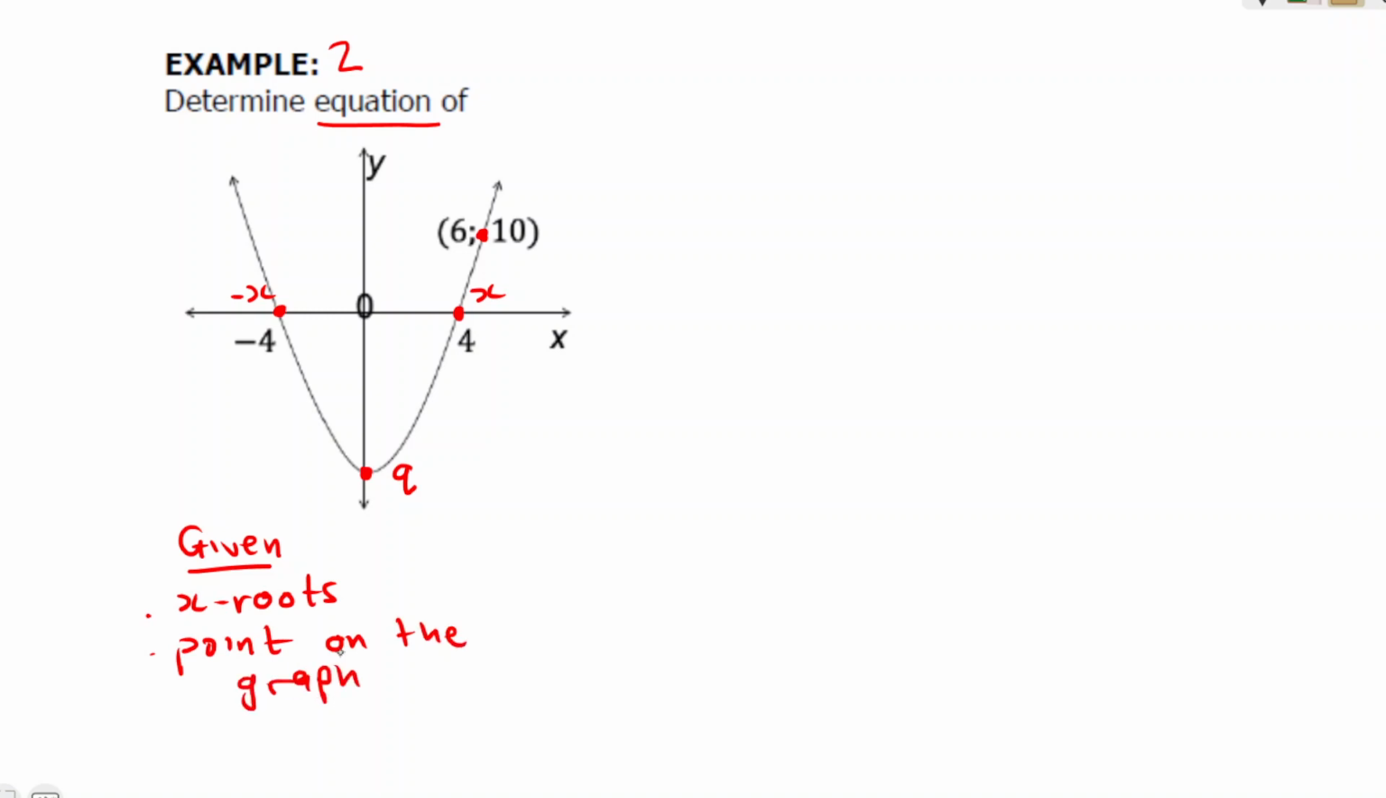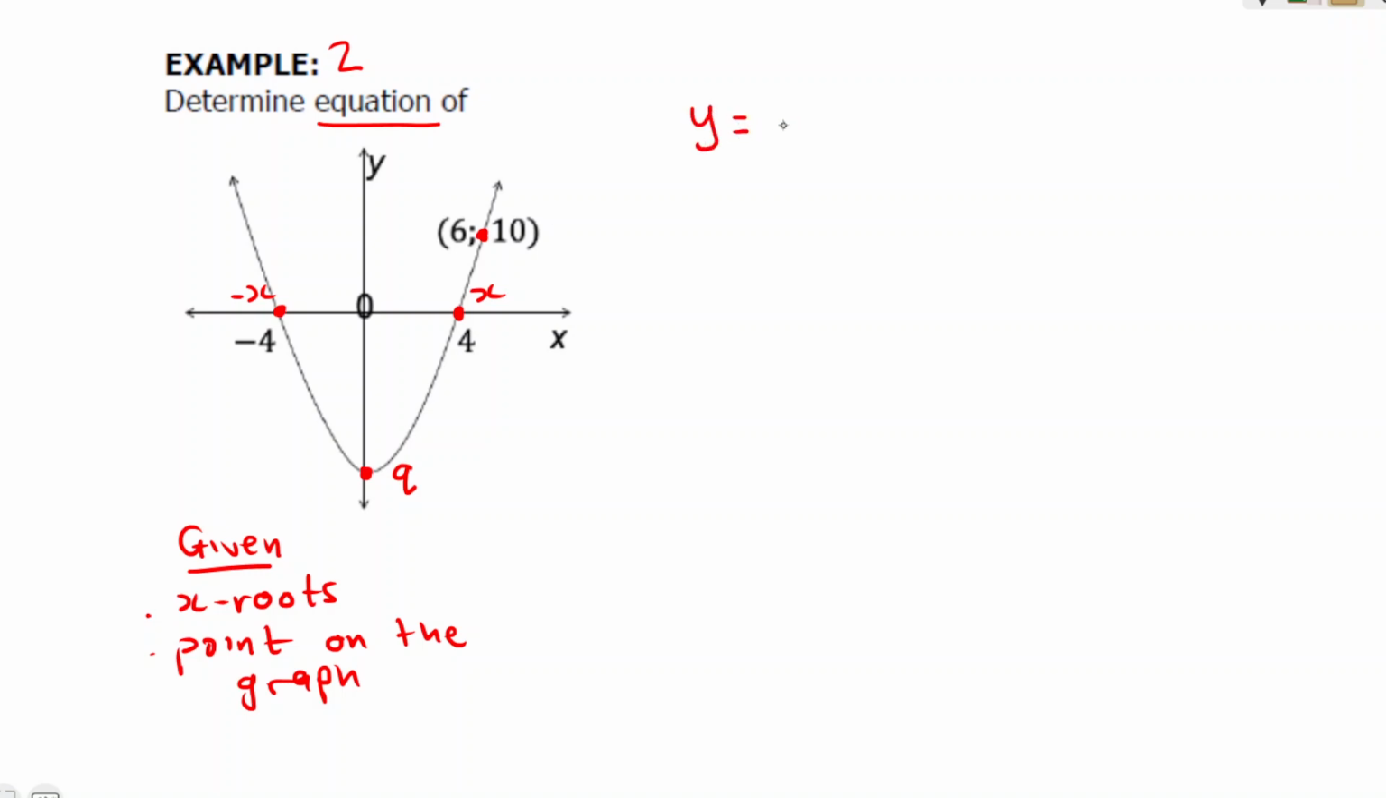In the previous example, they gave us the turning point, which is Q, and the point on the graph. They did not give us the roots. But here they gave us the roots, then they gave us a point on the graph. So the method that we are going to use now to determine the equation of this graph will be a little bit different from the one we used previously. So for this one, we'll use this equation now.